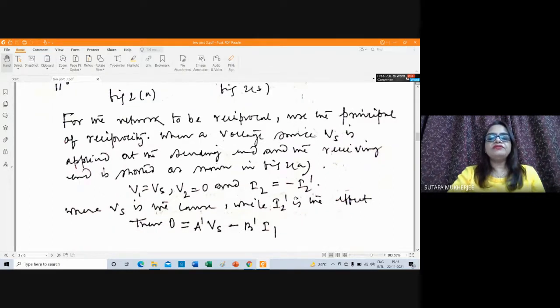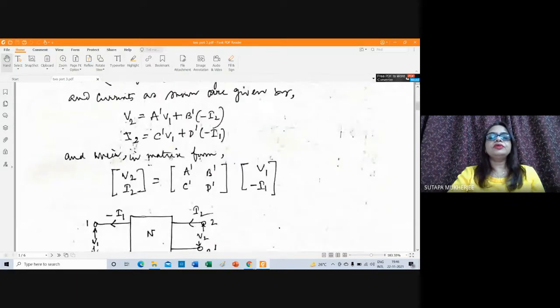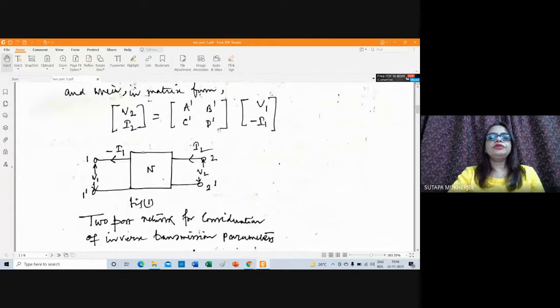So put all these values in the equation. V2 will be what? 0, because it is shorted. Mukul, V2 is shorted.